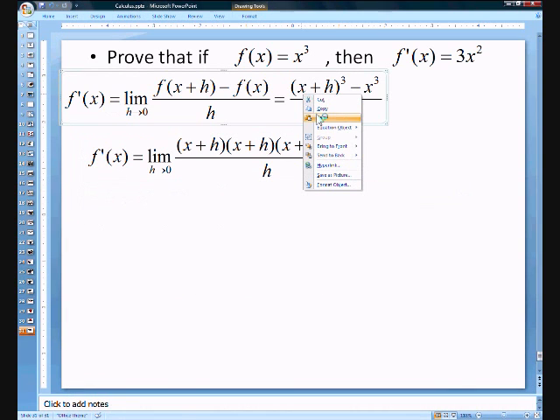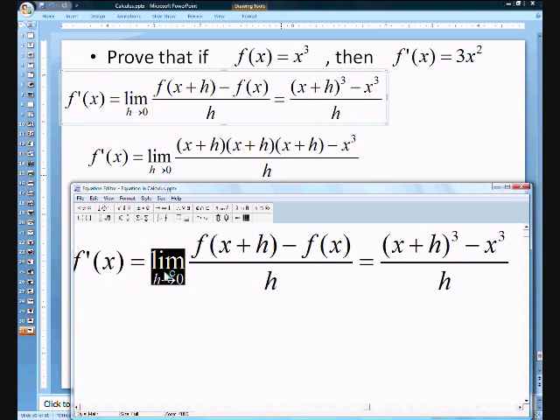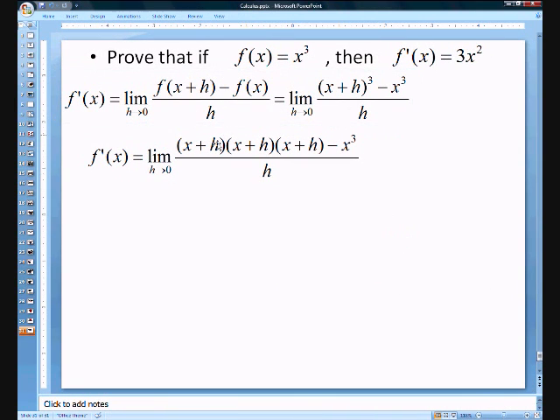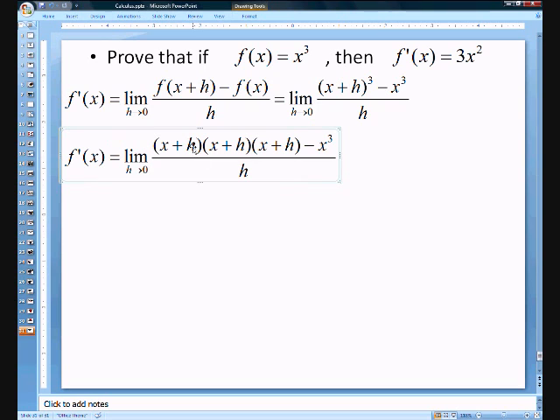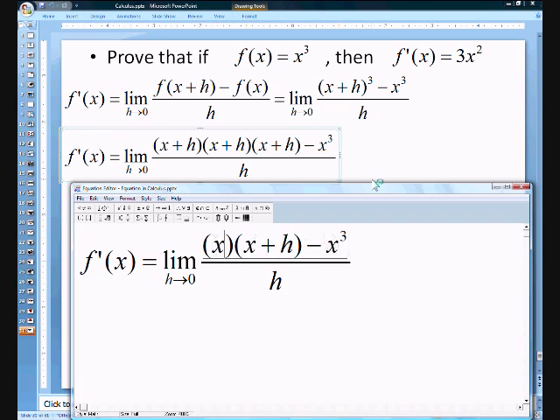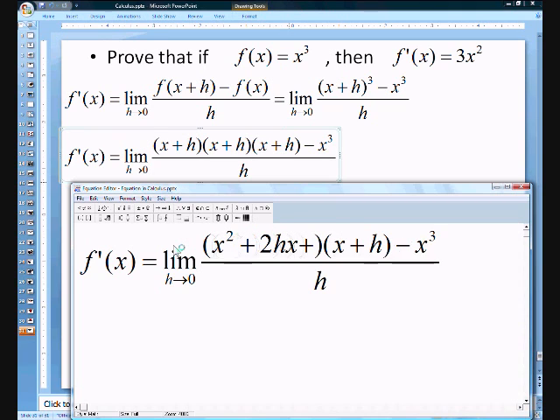Oh, and let's not forget our limit notation. So keeping everything correct, let's put these two functions together. This is not going to be as hard as the last one. I know this is not hard, I could do this in my head. This is going to end up being x squared plus 2hx plus h squared.